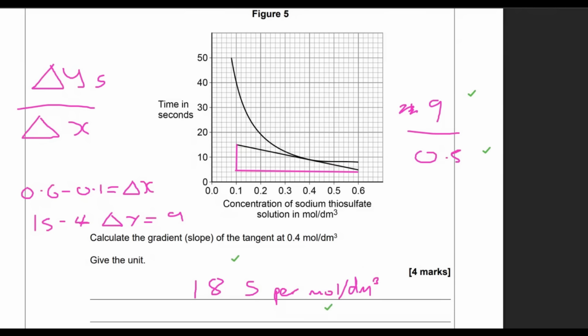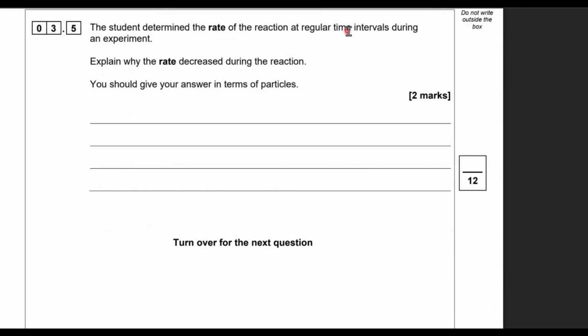Okay, let's move on. The student determined the rate of reaction at regular time intervals during an experiment. Explain why the rate increased during the reaction. You should give your answer in terms of particles. Sorry, I totally read that wrong. Explain why the rate decreased during the reaction.